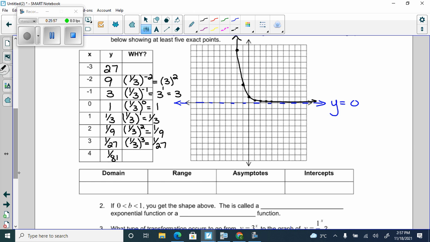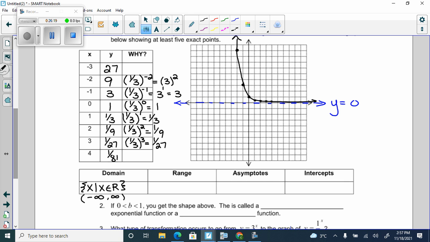Did my domain change? No, it was like this. It's now like this. I'm still going out forever, right? My arms are still connected to my body. So x is all real numbers, that didn't change. So the increasing or decreasing exponential didn't change my domain.